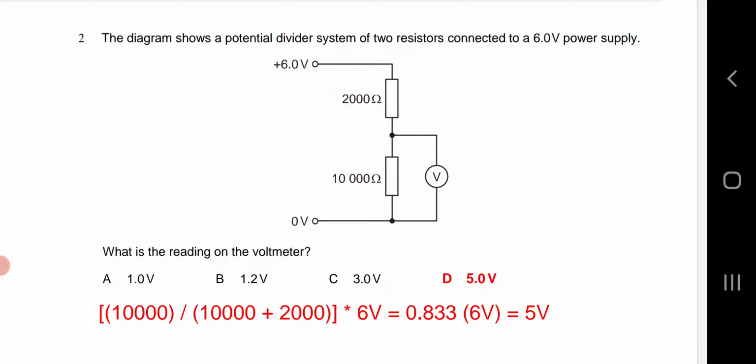So here voltage divider principle is applicable, and according to this principle, the ratio of the division of the input voltage is 10,000 over 12,000, and this ratio will be multiplied with the input voltage, that is 6 volt, and the voltage across the 10,000 ohm resistor is thus 5 volt. So option D is the correct option.